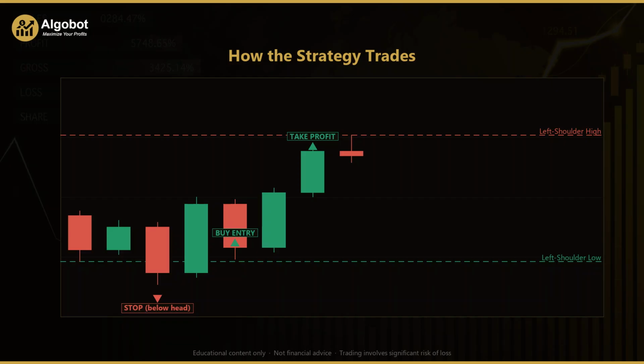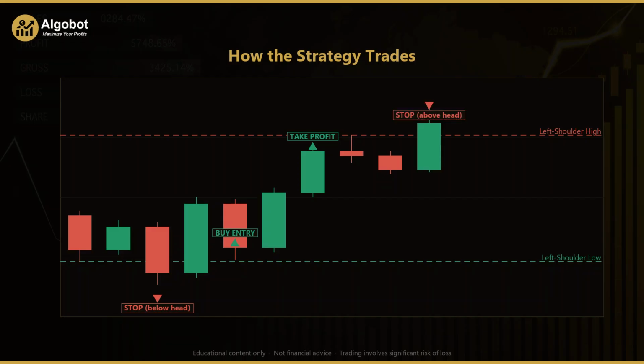The protective stop sits just below the head, shown by the stop marker beneath the pattern, so the risk is defined the moment the trade opens. From there, price turns higher again, climbing over the following candles until it reaches the take profit marker, placed 2.5 average true ranges above the entry. The long idea has played out. Break of structure, patient retrace, entry at the shoulder, and a run to target.